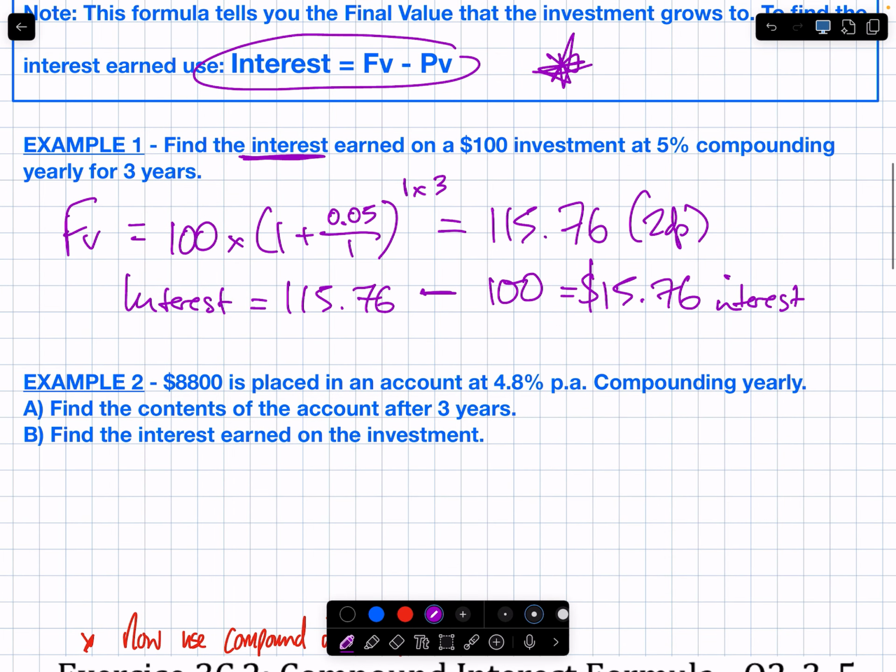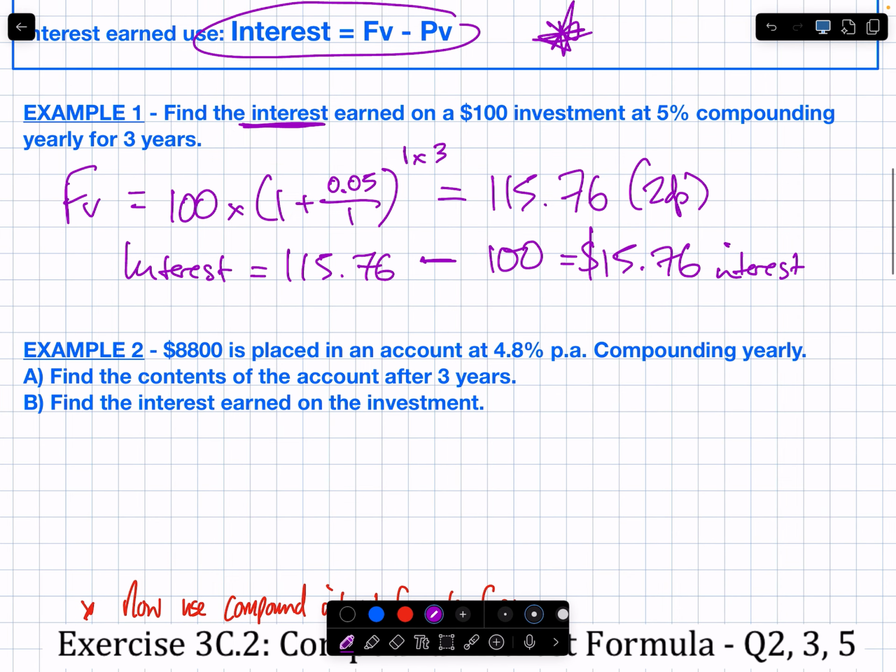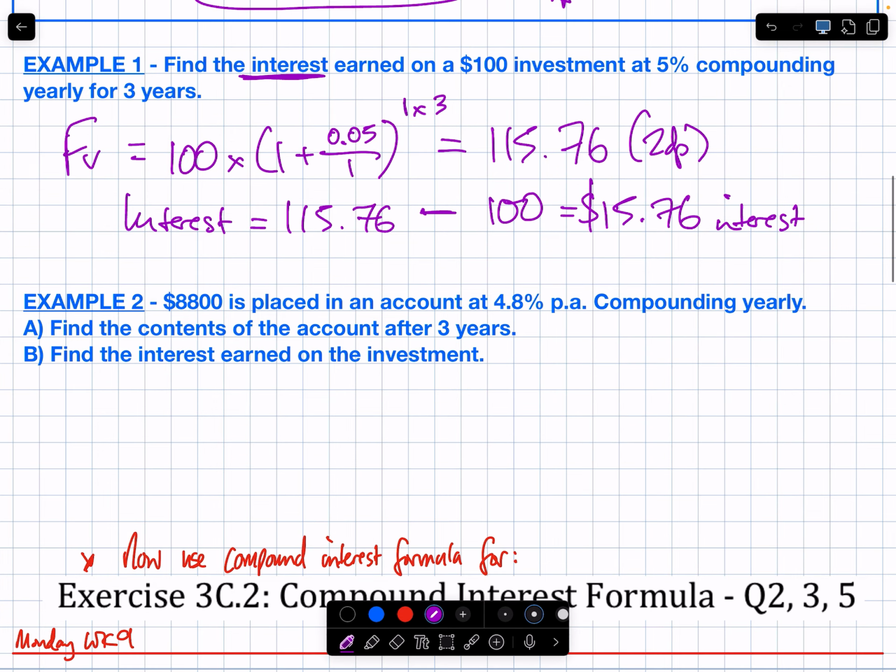Let's do a more realistic example, placing 8,800 in an account. So a lot of you might be earning money from a job, you might have got inheritance from grandparents or something. Put it in an interest saving account. So it's earning money for you.